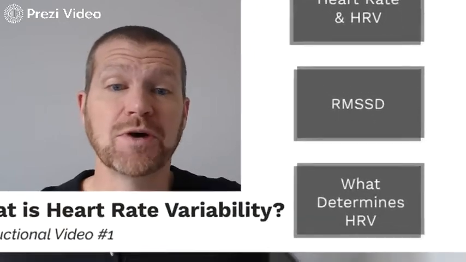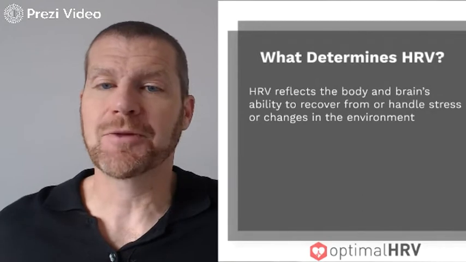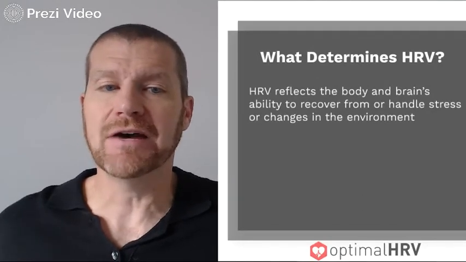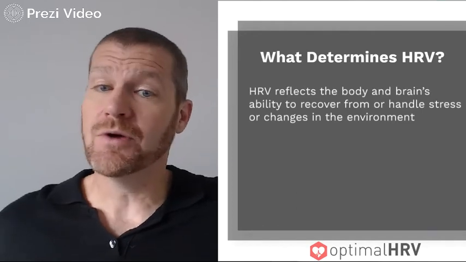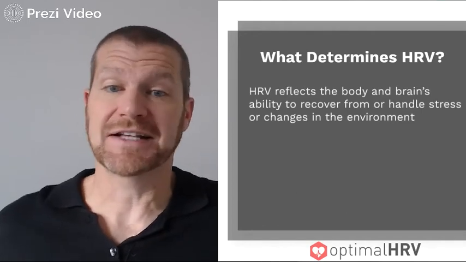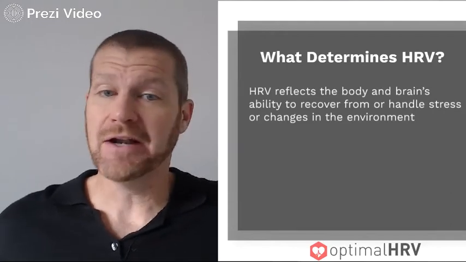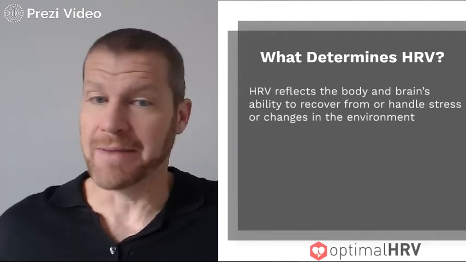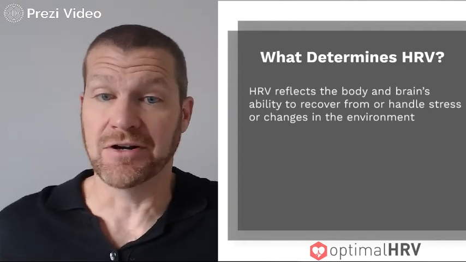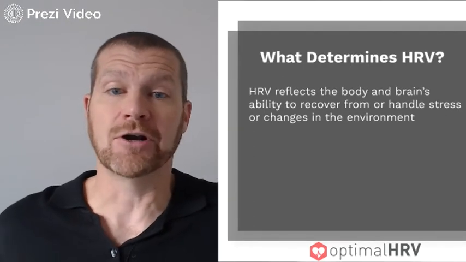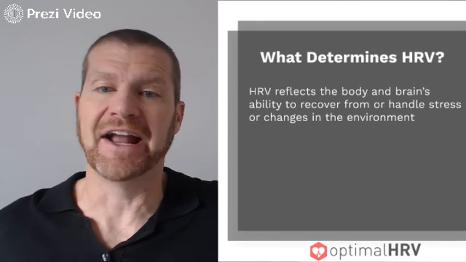The final piece we want to cover is what determines heart rate variability. Heart rate variability reflects your body and brain's ability to recover from and handle stress or change in the environment. We'll cover more of this in the next video, but the higher your heart rate variability scores, the better you're handling stress from work, maybe a hard workout, maybe a stressful conversation or other event in your life. Lower heart rate variability scores show the negative impact that stress is having on your mind and body.